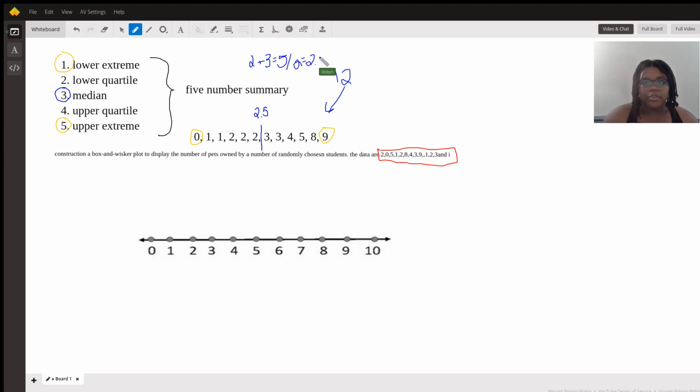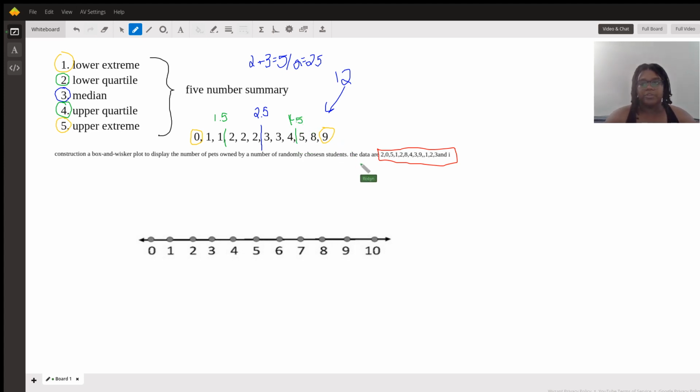We use a similar method to find our upper and lower quartiles. So the lower quartile is going to be the median of the bottom half of our data set. So halfway between 1 and 2 is 1.5. And then the upper quartile will be the median of the top half of our data set. So halfway between 4 and 5 would give us 4.5.